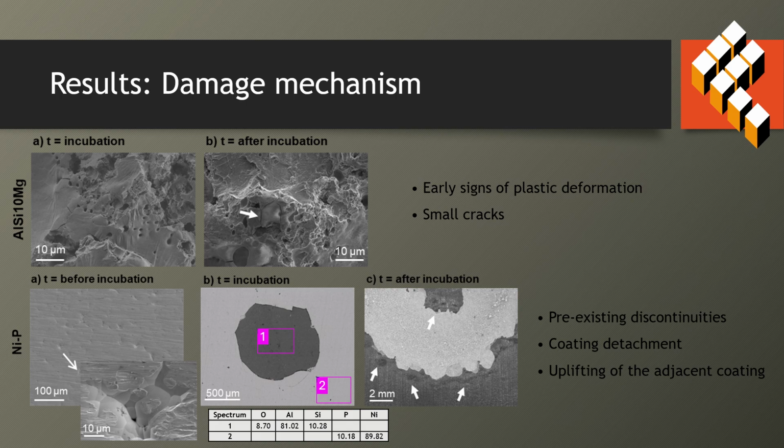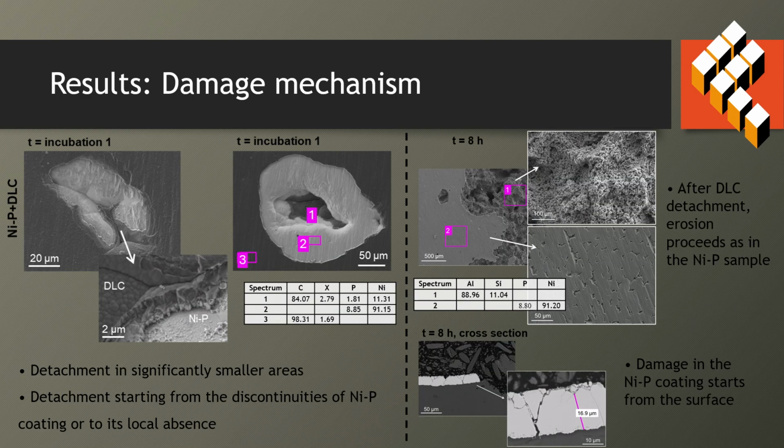Aluminum silicon 10 magnesium shows the typical cavitation erosion mechanism of metallic materials. The NIP sample presents pre-existing discontinuities before incubation and a large coating detachment at the incubation time. At the first incubation time, the DLC sample presents detachment of DLC in very small areas, starting mainly from the discontinuities or defects of the underlying NIP coating.